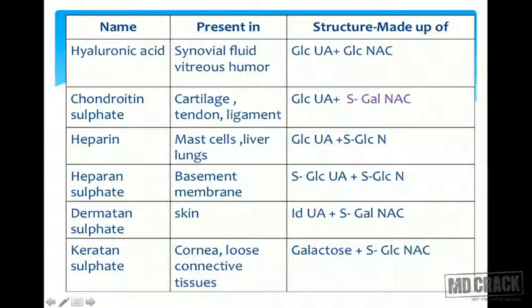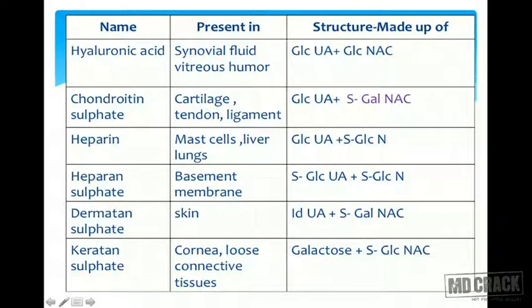Dermatan sulfate is present in skin, made up of iduronic acid and N-acetyl galactosamine. Keratan sulfate is present in cornea, loose connective tissues, made up of galactose and sulfated N-acetyl glucosamine. So if you look at this table, the structure is very difficult for anybody to remember. I would suggest the main thing to be remembered is that keratan sulfate is the only glycosaminoglycan which is not made up of uronic acid.